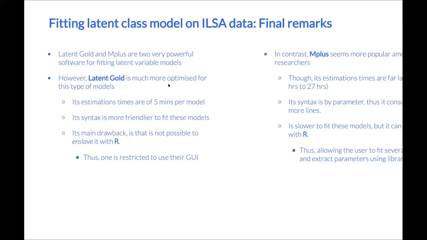But in any case, if it's not an effort for you to get a hold of Latent Gold, this is the safest bet. It's really, really quick. It's about, I don't know, like 5 minutes per model. Whereas in the case of Mplus, it could be like 6 hours to 27 hours or more.